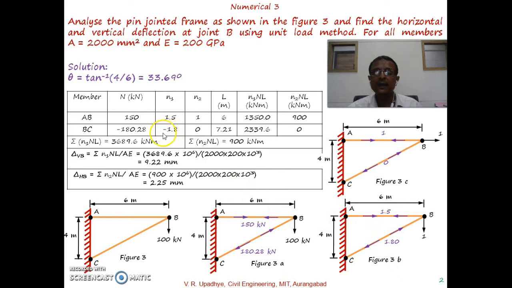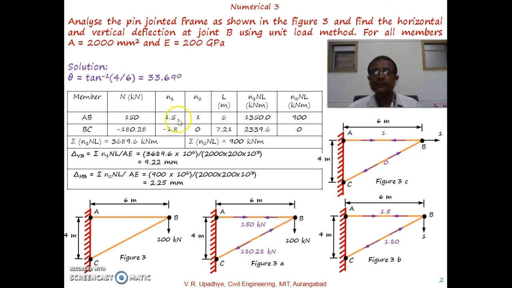So it is written as minus 1.8 over here. And small n2 stands for member forces due to unit load applied horizontally at joint B. And due to that force, the internal member force in AB is 1 tension, and for member CB it is 0. So it is written over here.